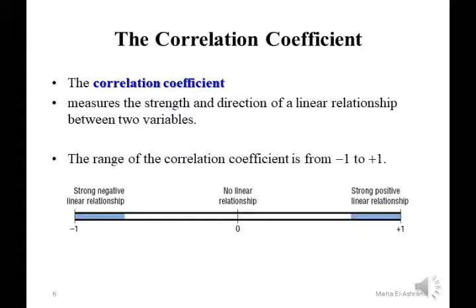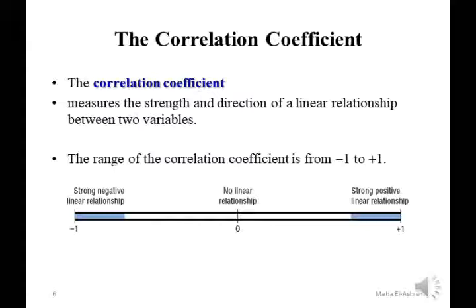The coefficient of correlation, or the correlation coefficient, is usually denoted by r, a small-case letter, and the value of r is always between -1 and +1. So when the value of r is negative, this is an indication that the relation that exists between x and y is a negative relationship. If it is positive, this is an indication that the relation is a positive one.